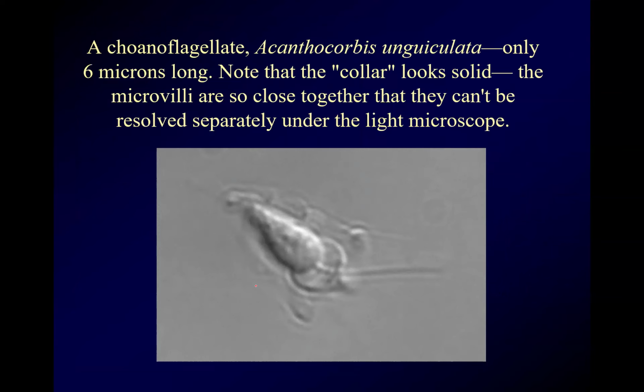That's one that's only 6 microns in size, kind of shaped like a carrot. And there's the cell body. That there's the flagellum. And then this right here, that's that collar. And the microvilli are so close together that you can't resolve them separately under the light microscope. They just look like a continuous structure.